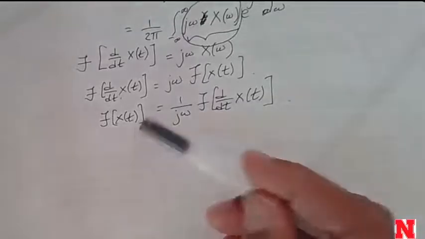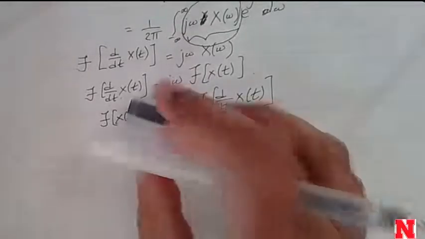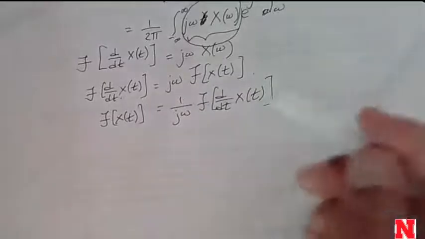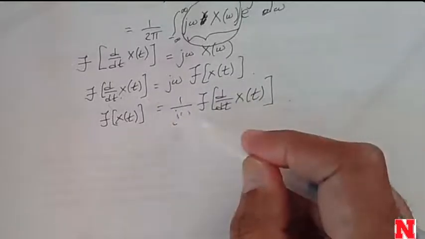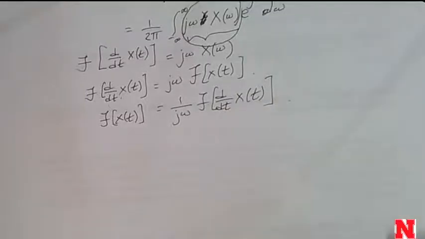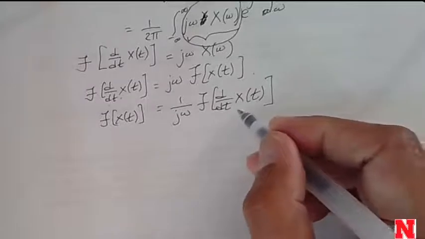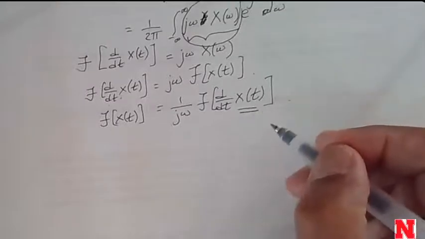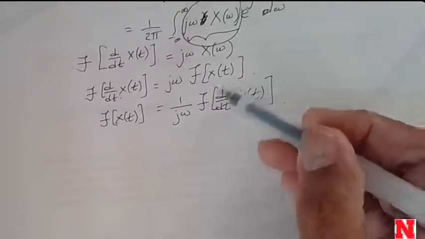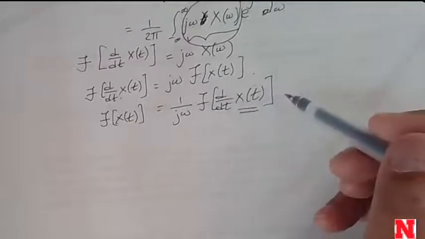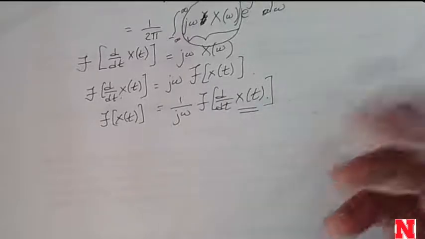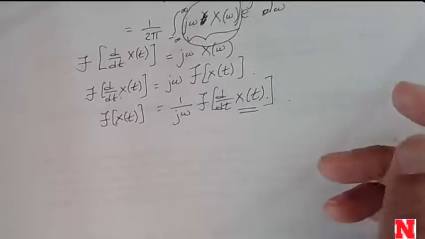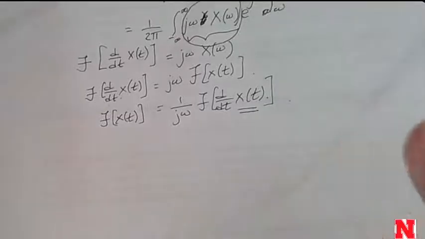Okay, so I can find the Fourier transform of a function by finding the Fourier transform of its derivative and dividing by j omega. There is only one thing you have to be really careful of: x of t should not have a dc value in there. Because when I take the derivative, if there is a constant term in here, that constant term is going to go to 0 and will disappear. So I need to remember that.